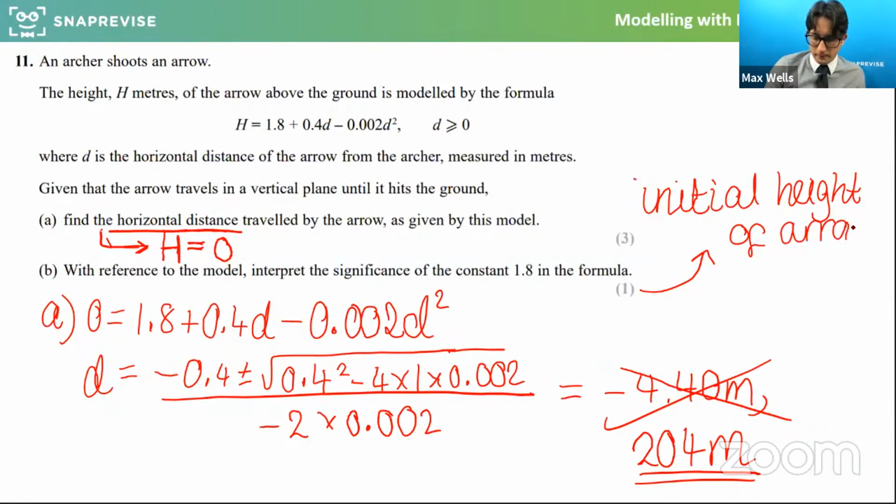So for part B, with reference to the model, interpret the significance of the constant 1.8. Can we see that that's kind of like the y-intercept? So that effectively is your initial thing. Like we said before, the y-intercept is often the initial value. So the arrow was already 1.8 meters up when it was fired. So that's where it starts from, and then it ends at 0. But that's kind of what that's referring to, the y-intercept value.